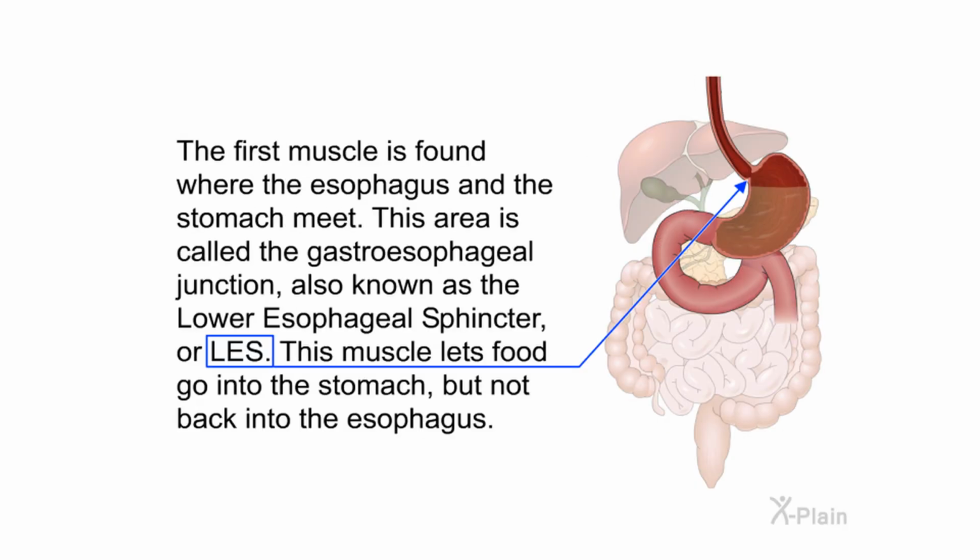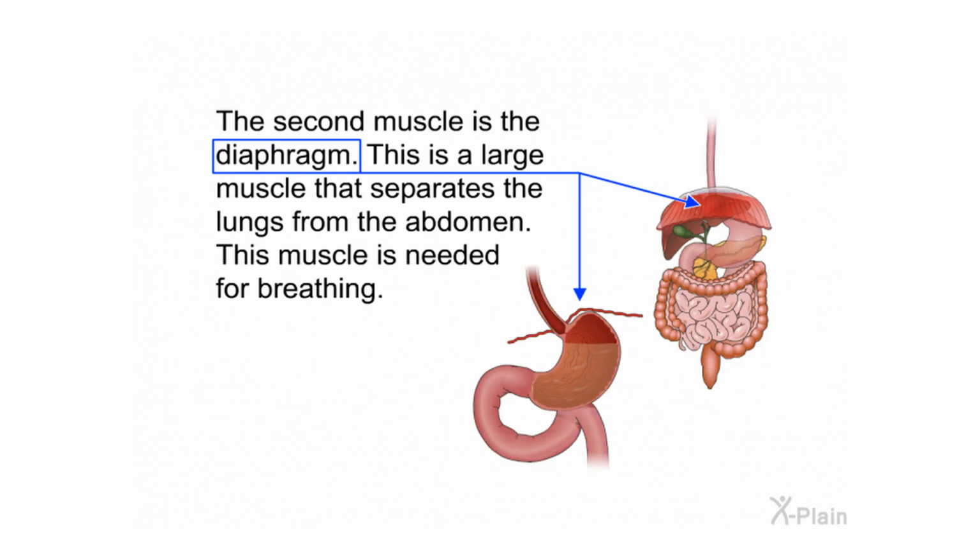The first muscle is found where the esophagus and the stomach meet. This area is called the gastroesophageal junction, also known as the lower esophageal sphincter, or LES. This muscle lets food go into the stomach, but not back into the esophagus. The second muscle is the diaphragm. This is a large muscle that separates the lungs from the abdomen. This muscle is needed for breathing.